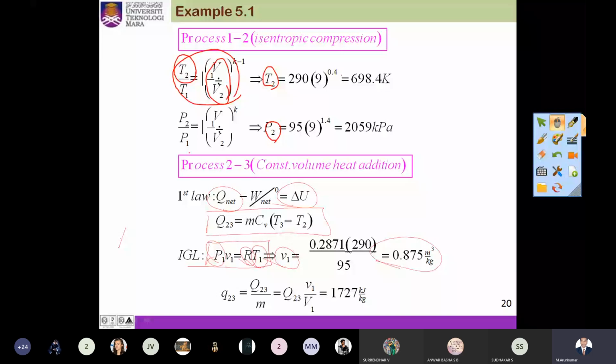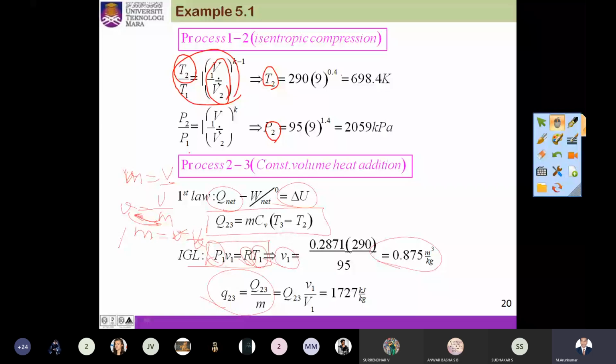Then we can have the equation that the specific heat addition will be capital Q by small m, that is, small q equal to capital Q divided by small m. From this equation we can rewrite it as m equal to capital Q divided by small q. So finally we can have small m equal to capital Q by small q. So that was replaced here.